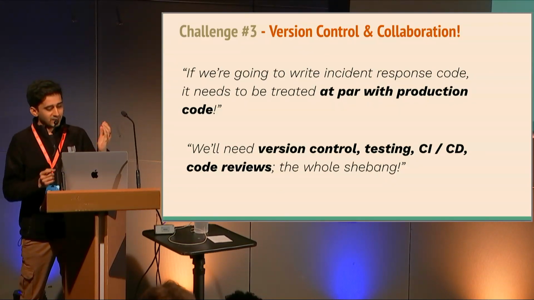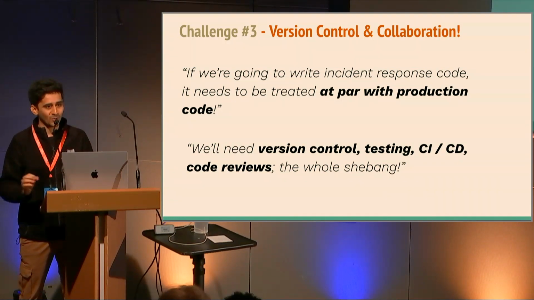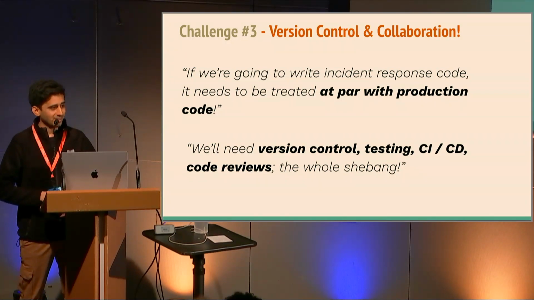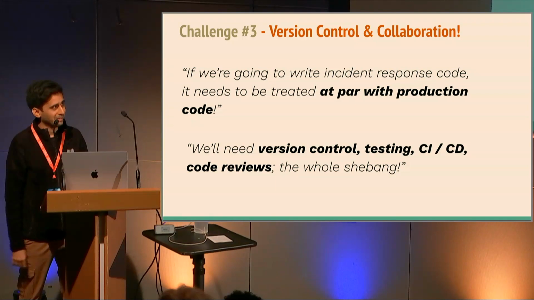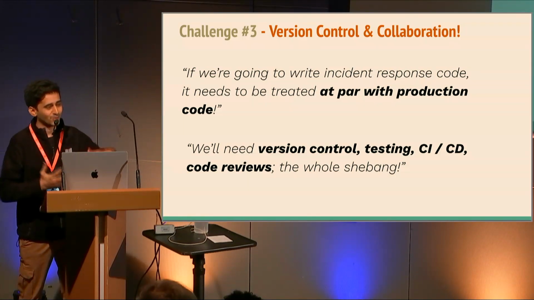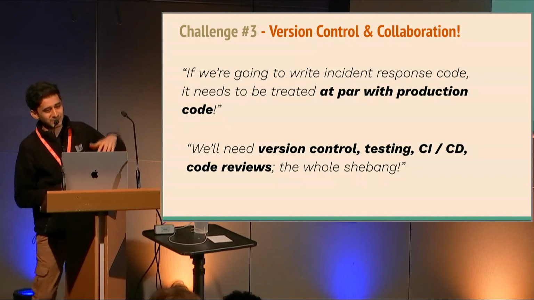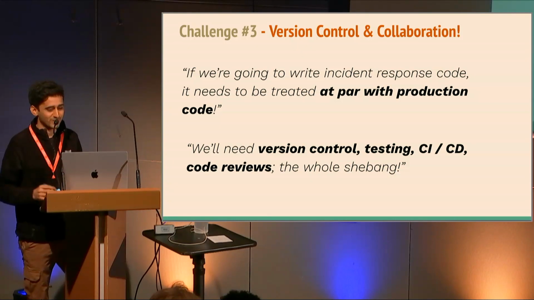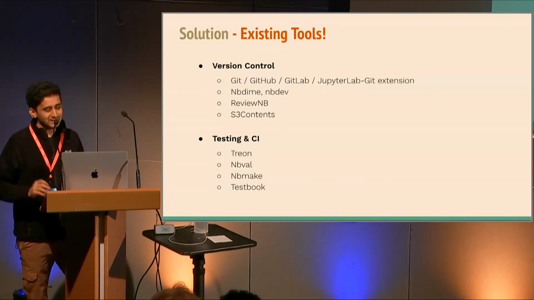We need version control, testing, CI/CD, code reviews, all of that in place before we can use notebooks to write any of our ops code. I'm like, okay, this seems reasonable. Then I tried to find solutions for all of those things 4 or 5 years ago. I thought this probably exists, but sadly it didn't. Not all of them were solvable. But today, this has changed.